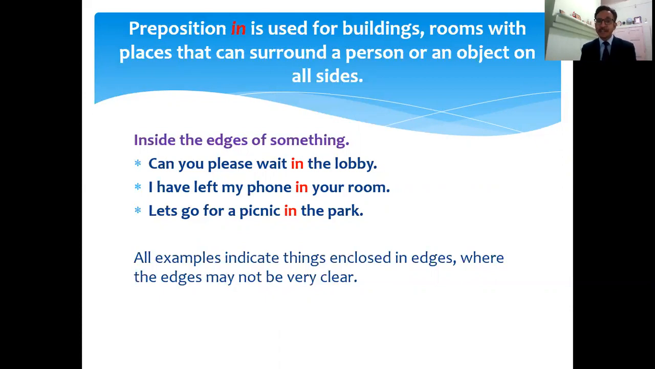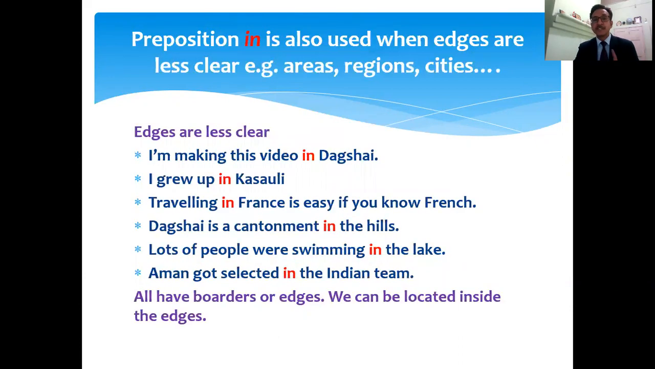Can you please wait in the lobby? I've left my phone in your room. Let's go for a picnic in the park. All examples indicate things enclosed in edges where the edges may not be very clear. Then we go to the preposition in. It's used when edges are less clear. Areas, regions, cities, etc.